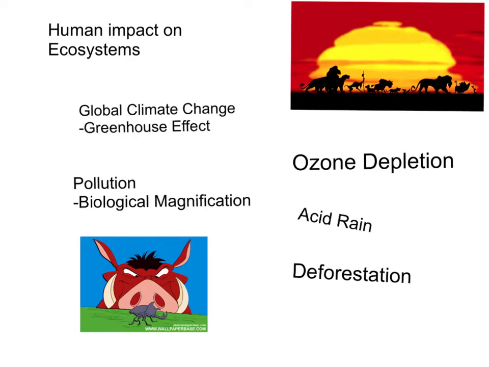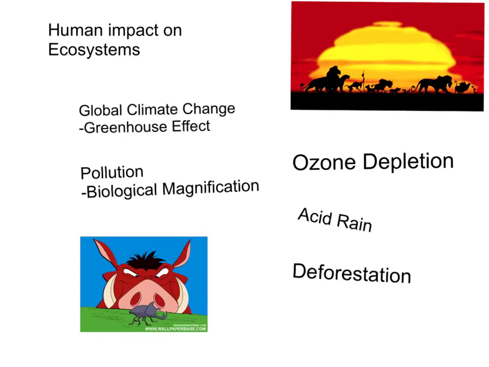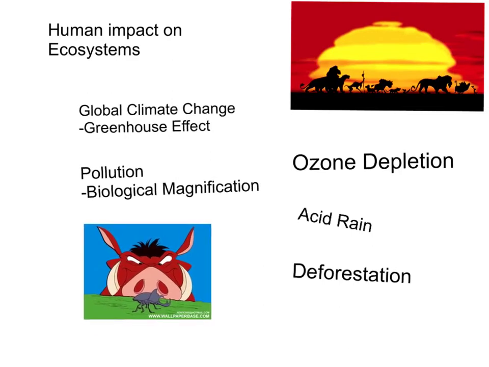Humans cause a lot of pollution. Biomagnification means that if this beetle has toxins in its body, then when Pumbaa eats it, his body will contain more concentrated toxins. And that's just about it.